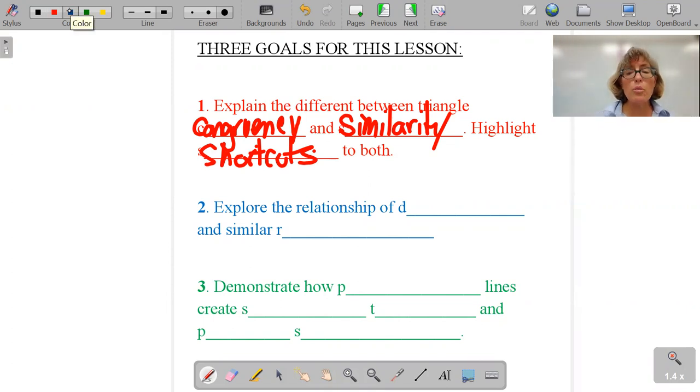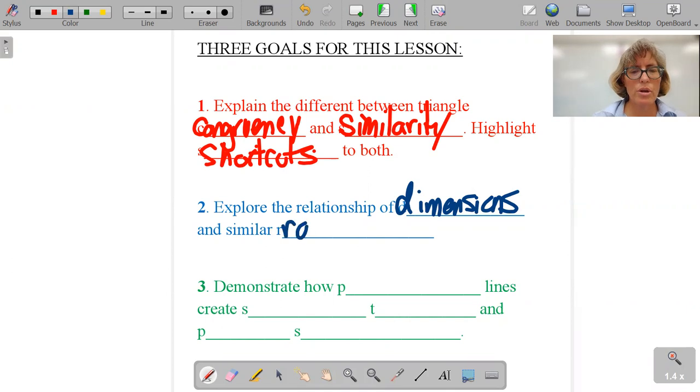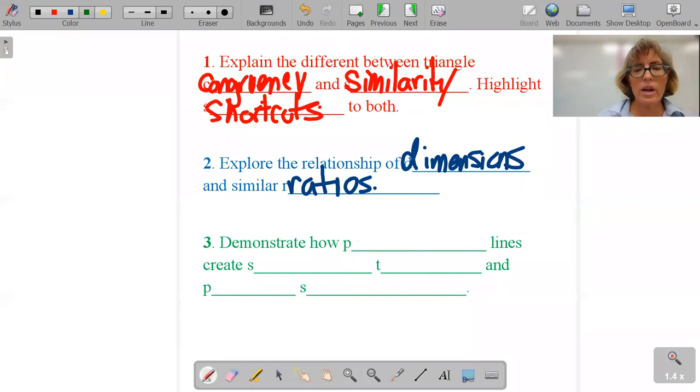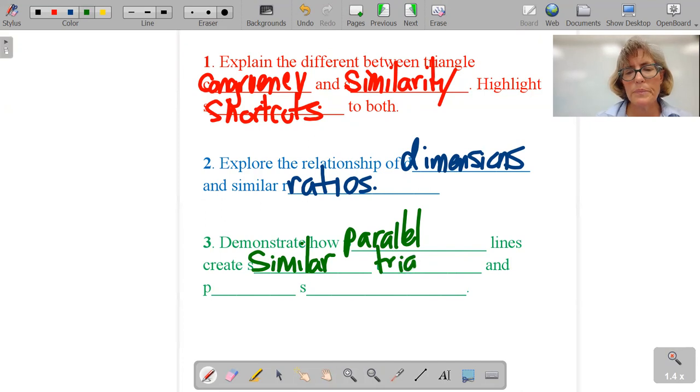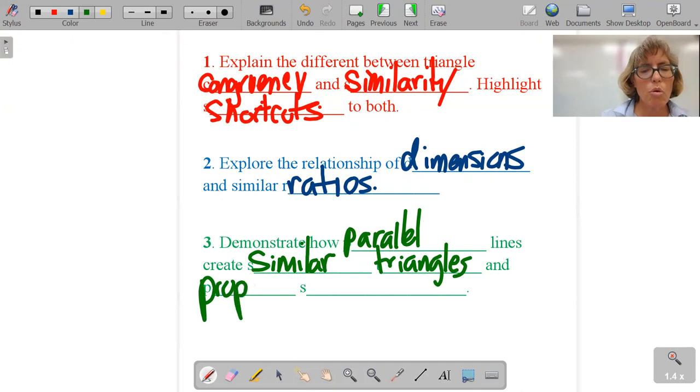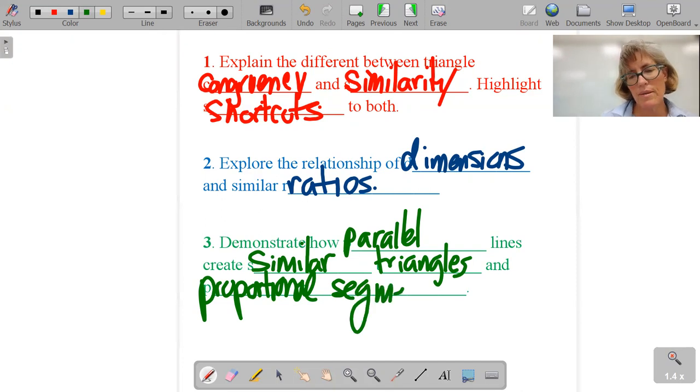We're going to explore the relationship of dimensions and similar ratios. And we're going to demonstrate how parallel lines create similar triangles and proportional segments. These are the three things we're doing.